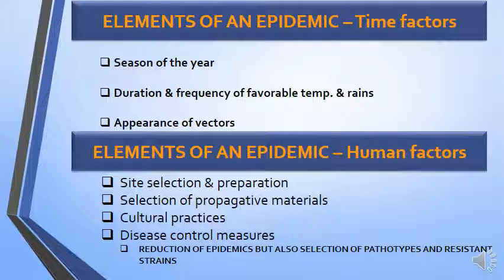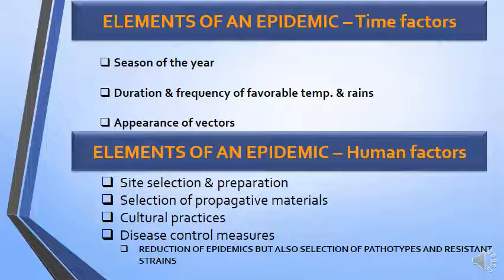Appearance of vectors depends on the type of pathogen. Some pathogens need vectors to transmit from infected plants to healthy ones, and we must care about the favorable conditions for these vectors. The second factor, human factors. Humans actually have direct or indirect effects on plant disease epidemics.